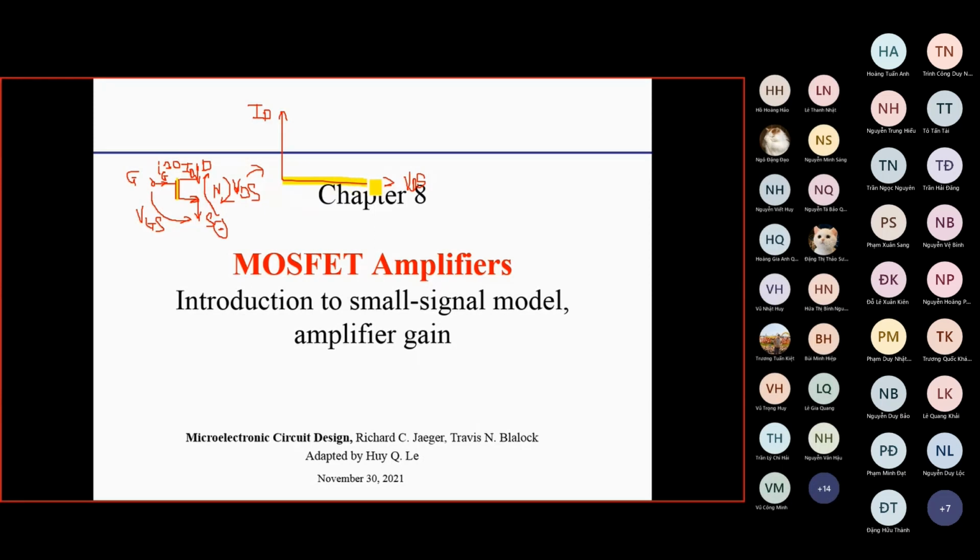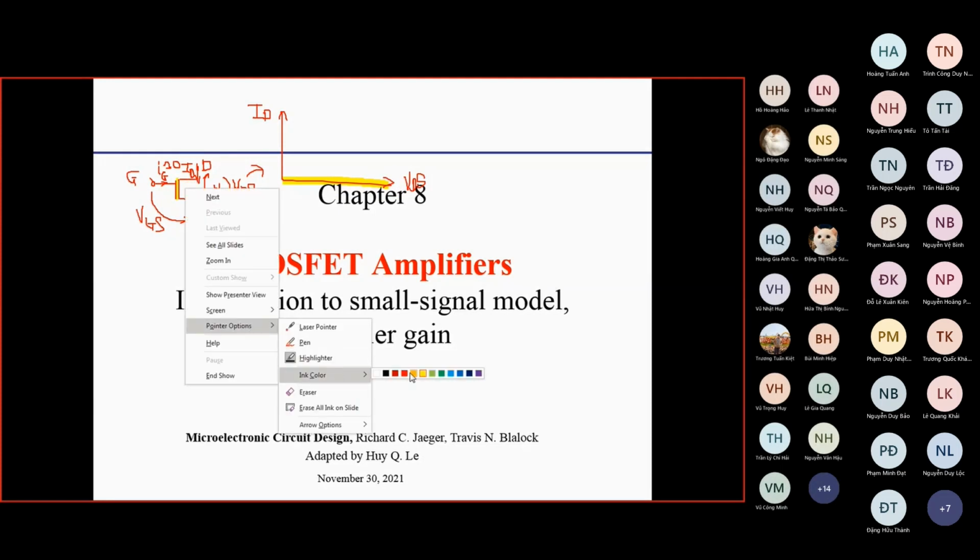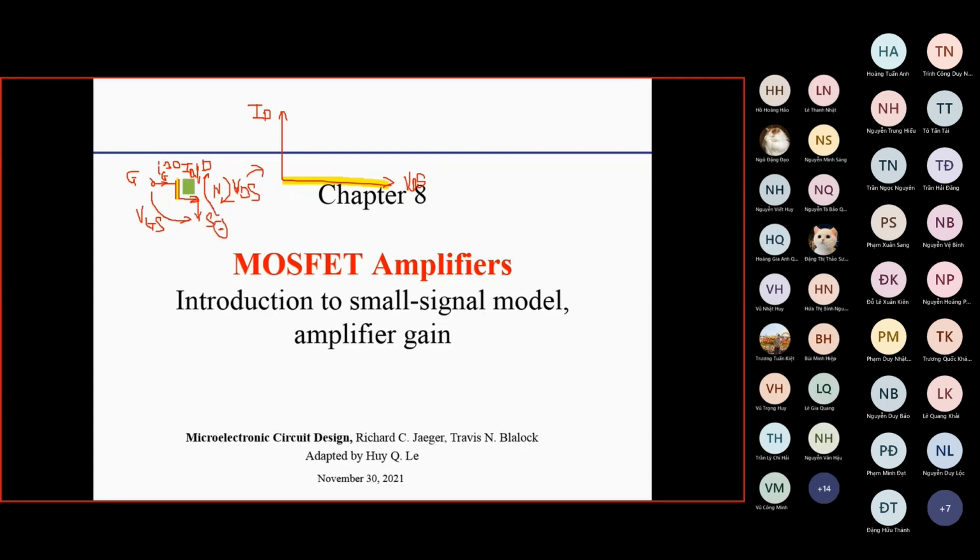So when VGS is less than the threshold voltage, then it cannot create the channel here. The channel is not created, so there's nothing to connect between the drain and the source. So whatever the voltage that you put between the drain and the source, because there's no channel, that means no carriers, there will be no current. So ID is equal to 0, and the transistor is in the cut-off mode.